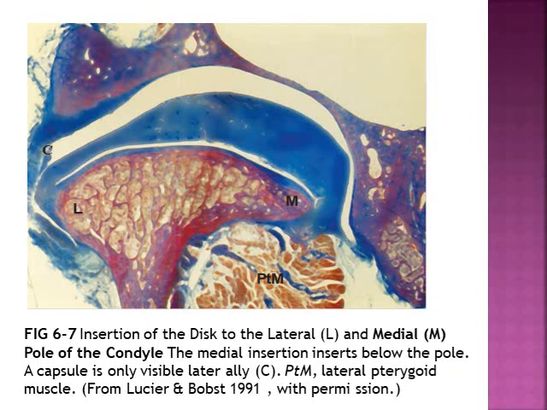Regarding the insertion of the disc, it is very important to know that the disc inserts anteriorly, posteriorly, and mediolaterally with the condylar head. You can see here the L is the lateral pole of the condylar head, while the M is the medial pole. Laterally, you can see the capsule attached to the lateral pole, while medially the attachment is below the pole. In general, the lateral attachment is thicker and can be distinguished more easily than the medial one.